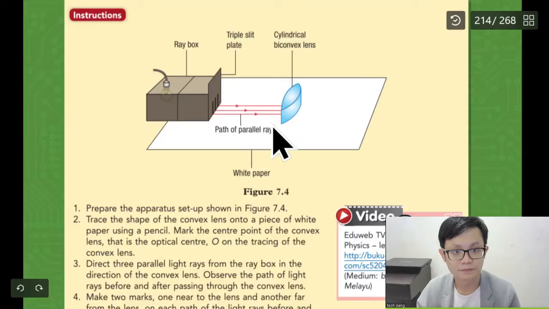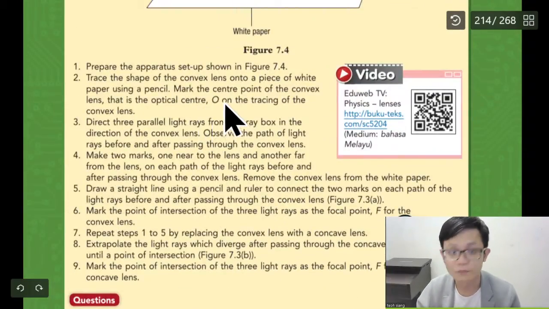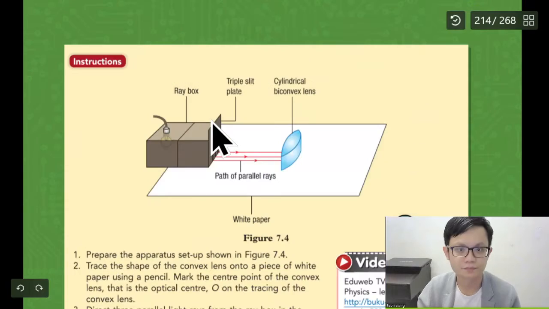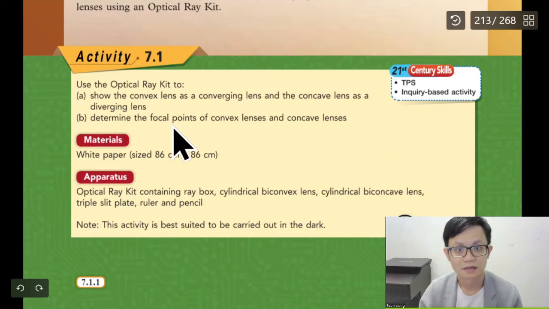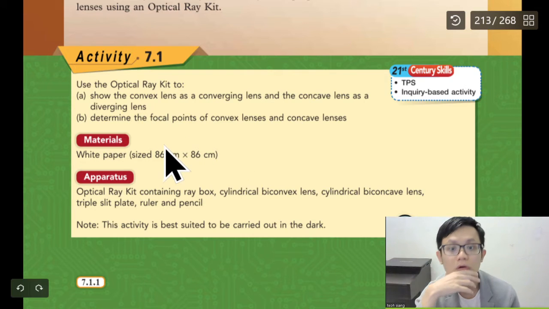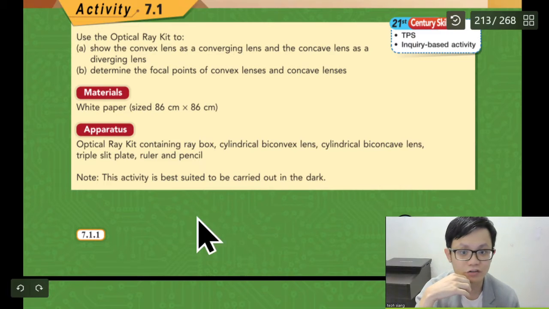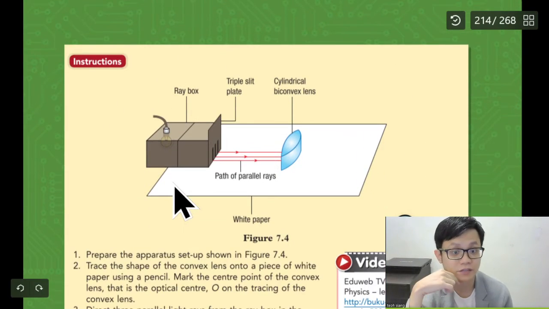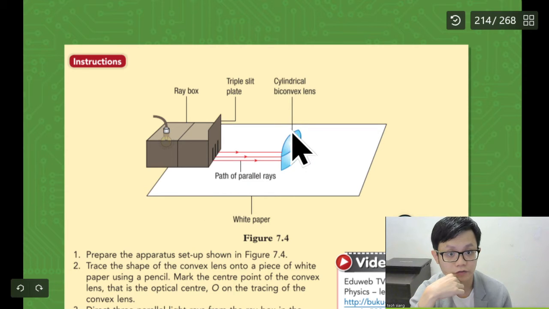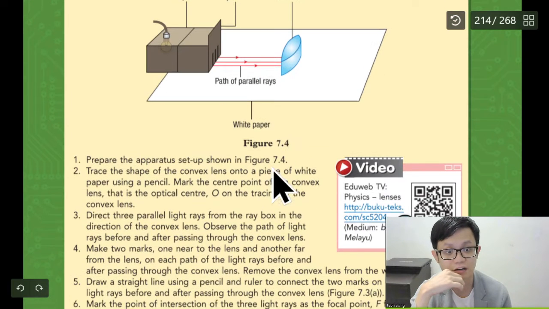So I think this experiment we do not need to do, is it? Never mind, we will just read through this question. What they want to do is see the observation of the convex lens and the concave lens.